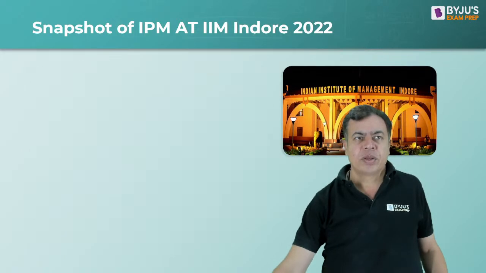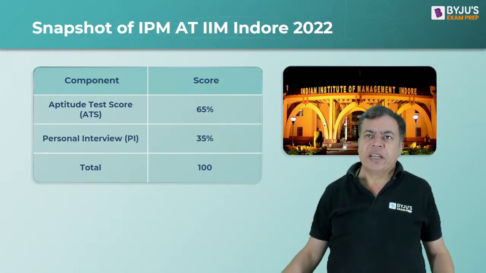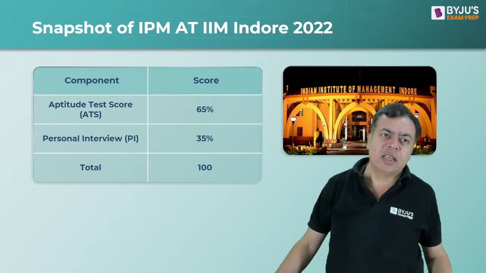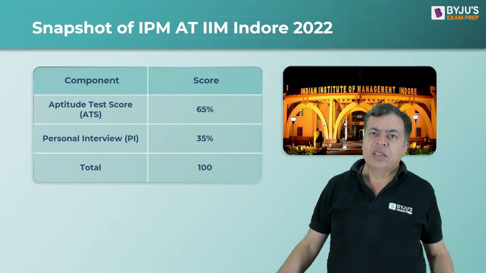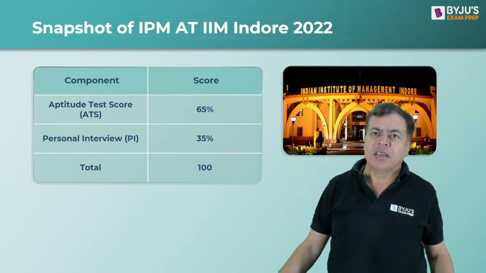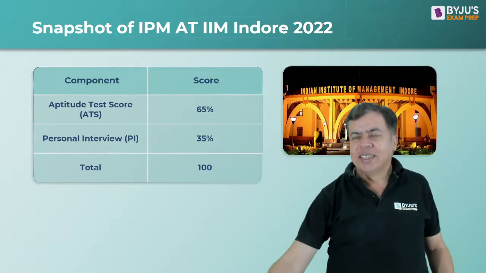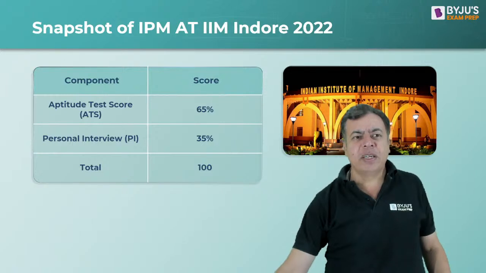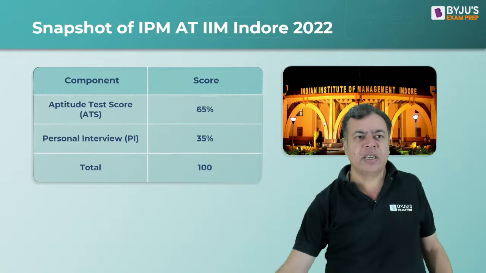Okay, next thing is the weightage. I told you the aptitude test score, that is ATS, is 65% and 35% weightage is given to the personal interview. So the total is 100%. Whatever your score in the aptitude test, that will be reduced to out of 65. So 65% weightage will be given to the aptitude test score.